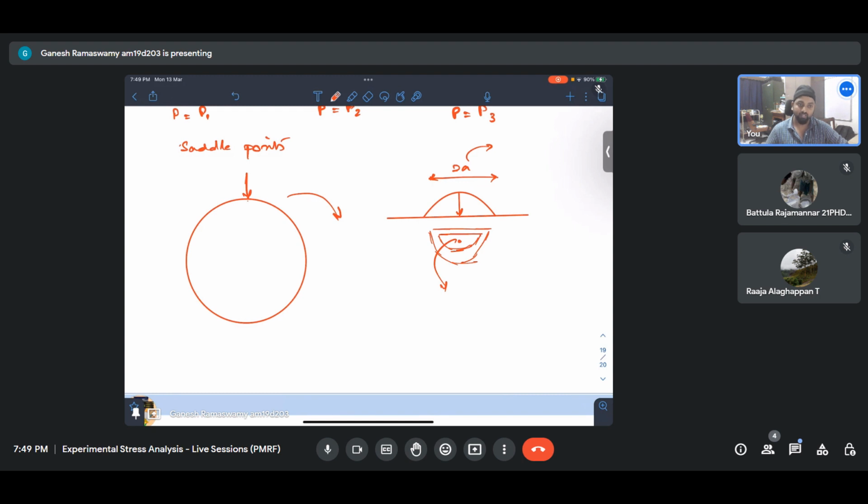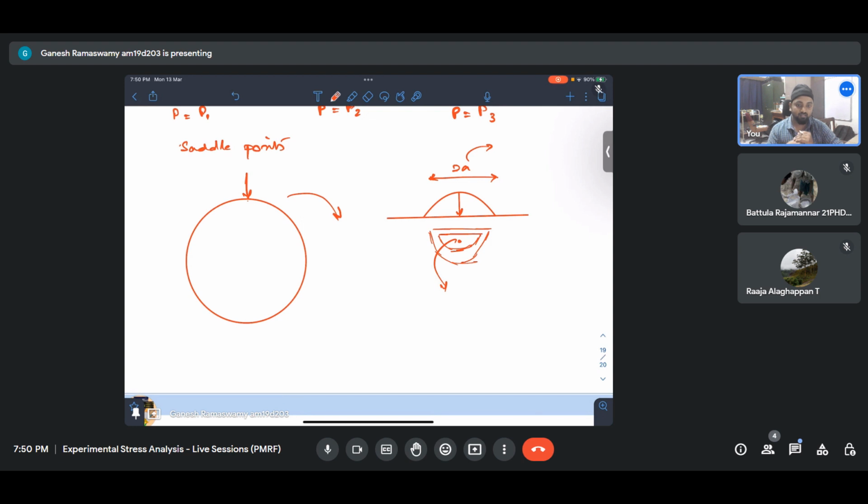In an ideal, theoretical case, I can apply a point load and my point of application will have the maximum fringe order, but that does not replicate a real life scenario because all bodies are deformable. So I hope that this is clear.